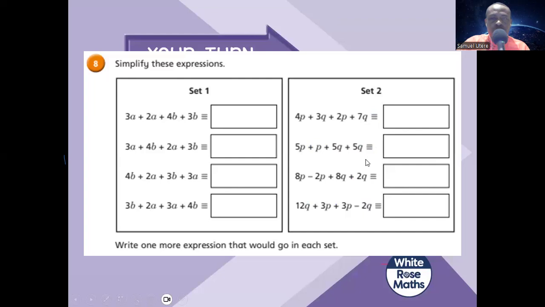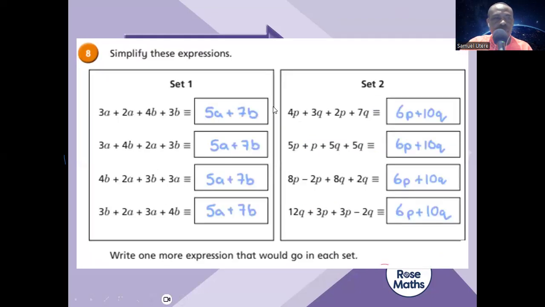Here is question 8. Pause the video for 3 minutes and have a go. All right, assuming you've paused the video and you've really worked hard through this, here are the answers. Let's discuss them. Here you're asked to simplify these expressions. Okay, here you can see you're beginning to work hard to collect like terms. We can only add the 3a to the 2a. That's why we have 5a.